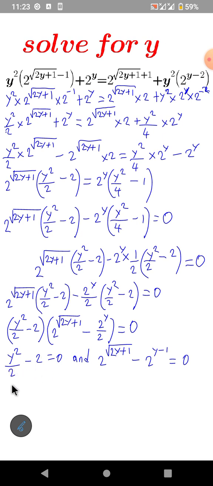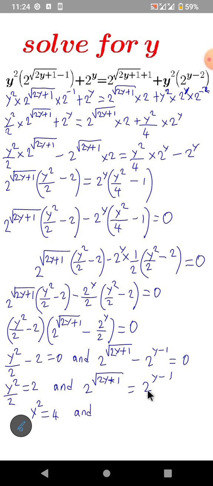From here I can say that y square all over 2 is equal to, take this minus 2 to the right hand side, it turns to just 2. Then we say 2 raised to the power of the square root of 2y plus 1 will be equal to, I'll take this minus outside here, so it changes to 2 raised to the power of y minus 1. Then I'm going to cross multiply here, so we have y square equal to 2 multiplied by 2, that's 4, and now this and this have the same base, so I'm going to equate the power here. Now we can say that the square root of 2y plus 1, that's this power, is equal to y minus 1.